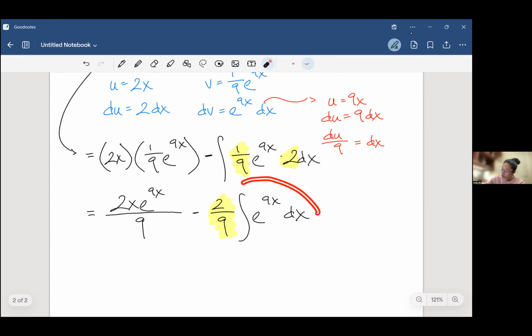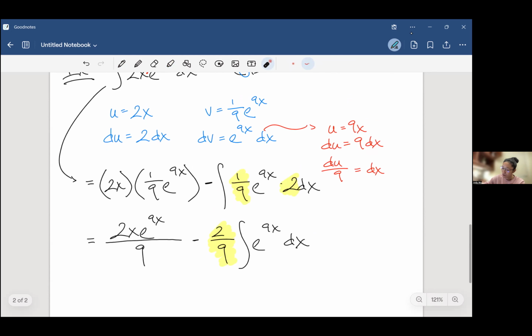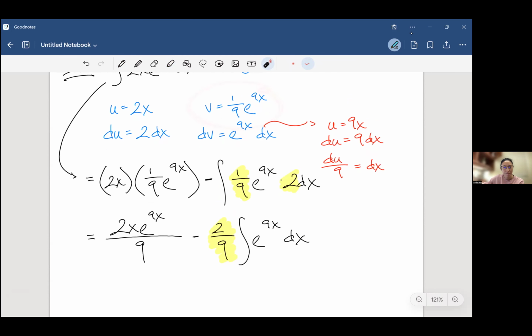And now look at this, the integral of e to the 9x dx. Well, we already did that when we were finding our v. The integral of e to the 9x dx is 1/9 e to the 9x, right? So we put that all together. We've got 2x e to the 9x over 9 minus 2/9 times 1/9 e to the 9x. And because we don't have bounds, we want to make sure we have a plus c.